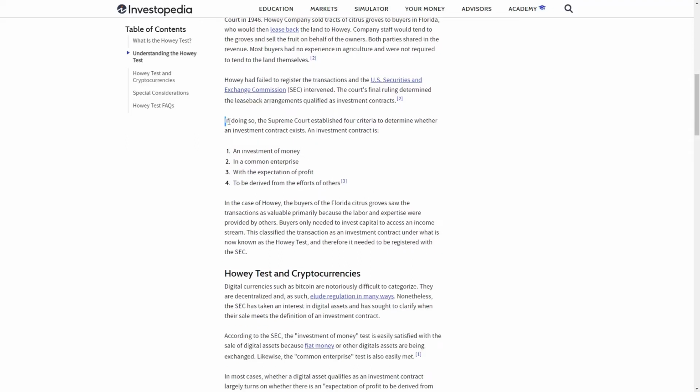In doing so, the Supreme Court established 4 criteria to determine whether an investment contract exists, and we're going to be running through these 4 now, and this is where we're going to jump into the examples. The first criterion is it has to be an investment of money, it has to be in a common enterprise, it has to be with the expectation of profit, and it has to be derived from the efforts of others. So this is where we're going to jump into the example.